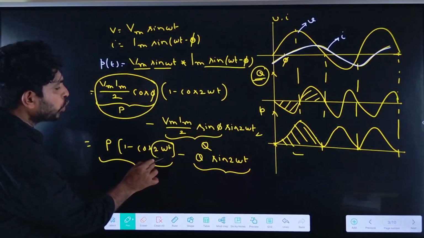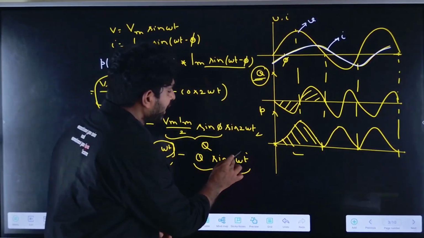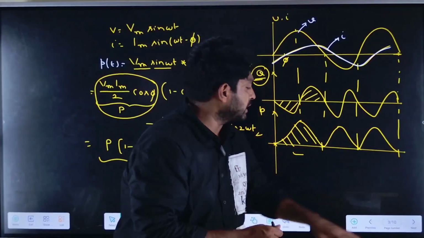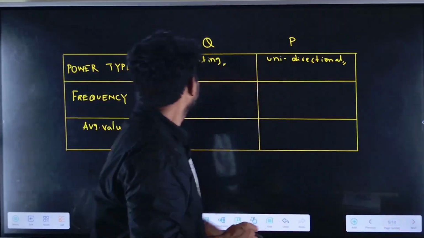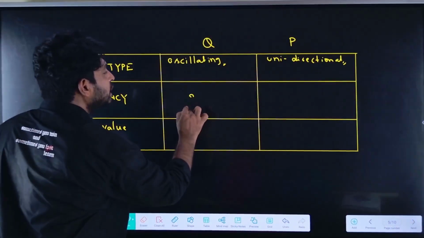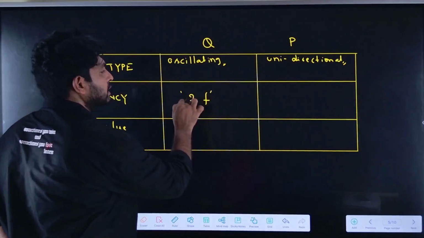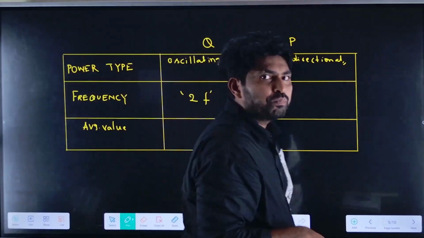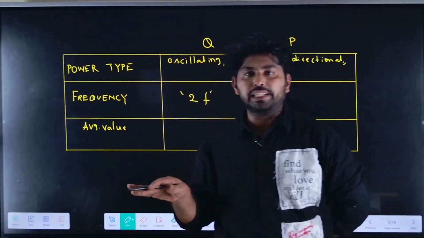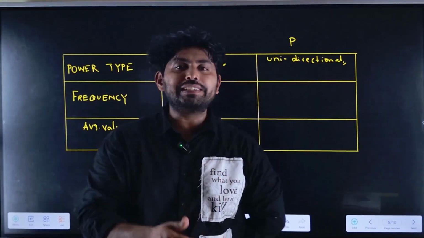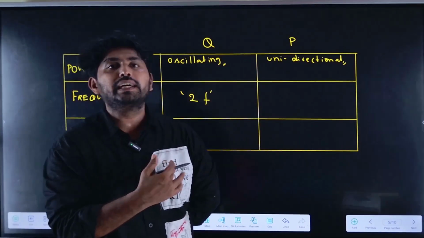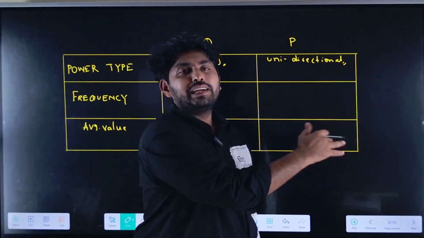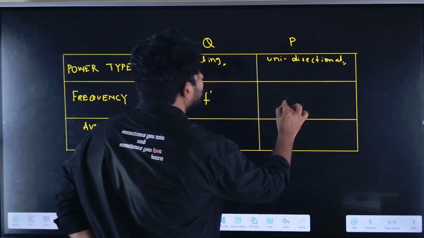It is cos 2 omega t and sin 2 omega t, which is nothing but 2 times the fundamental frequency. If f is the fundamental frequency, 50 Hz for example, since our supply frequency is 50 Hz, what is the instantaneous active power frequency? It is 100 Hz. What is the instantaneous reactive power frequency? It is also 100 Hz. It is 2 times.